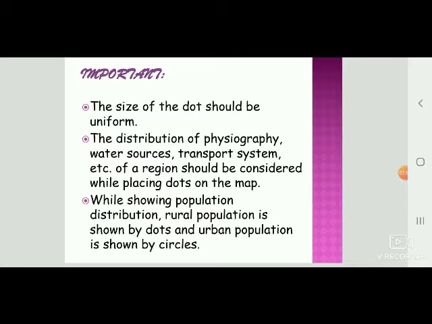Third, while showing population distribution, rural population is shown by dots and circles are used to show urban population. Therefore, we can say that the dot method is more suitable for that variable which is freely scattered across the particular region.